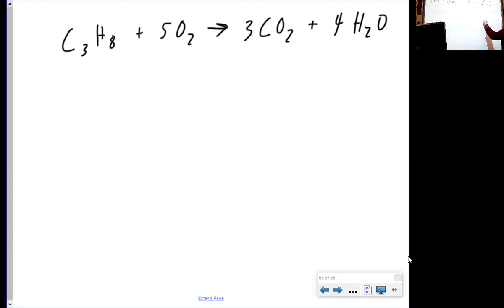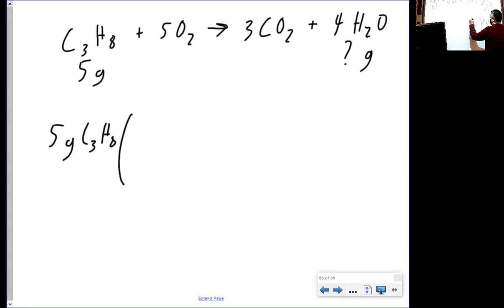We're starting with 5 grams of this compound. And it says, what is the theoretical yield of water? It doesn't ask for grams, but then in B, it does ask for grams, so we need to make sure we get that. So we have 5 grams of C3H8. What's going on the bottom? And we're changing it to moles.